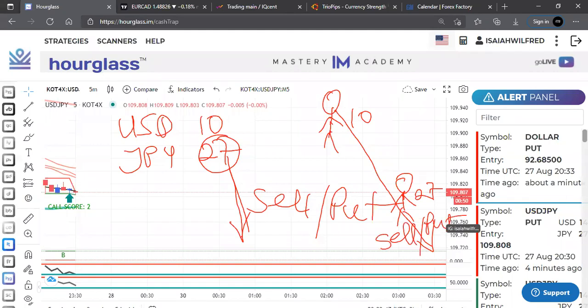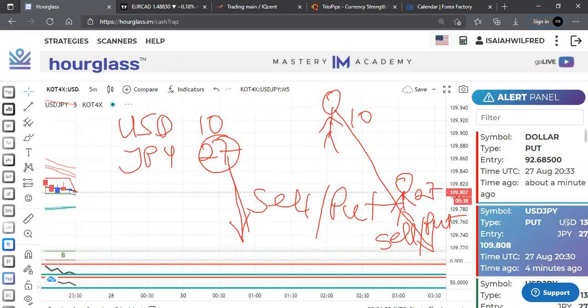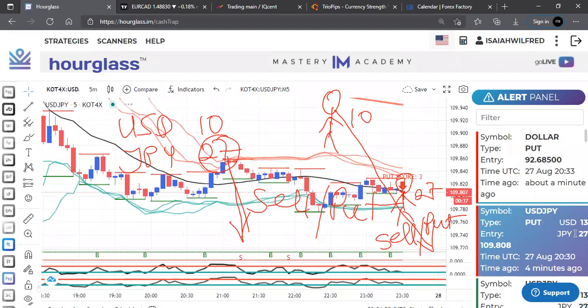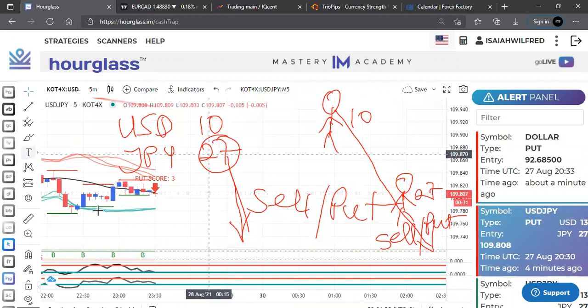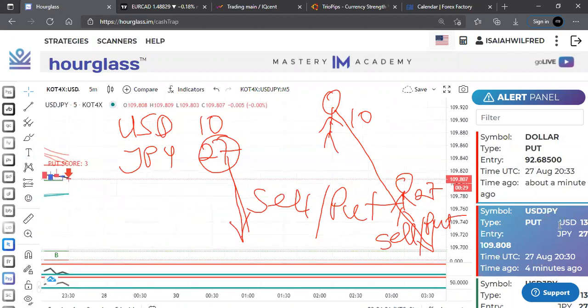It's very, very simple, right? Just look at the currency strength meter. It's very easy to understand, right? So look, it has changed again. I told you that the hourglass will update every 5 minutes, so the strength will be changing. But as far as we are still looking for what? We are still looking for sells in the market. It's still sells. So it's very straightforward.